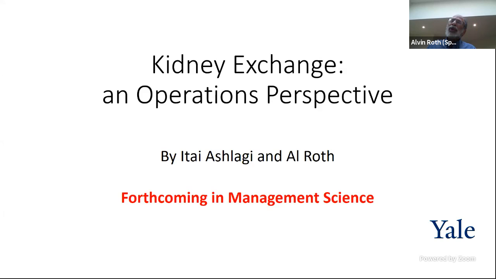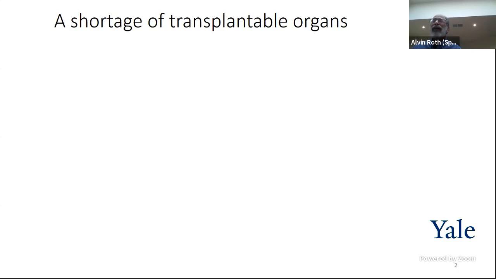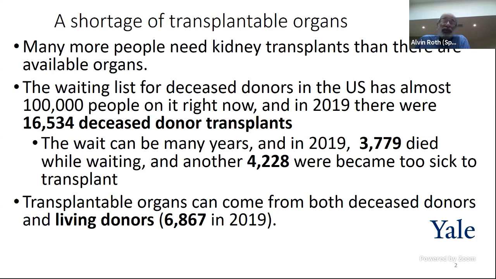One of the principal stories of organ transplantation in the United States is we don't have enough organs for all the people who need them. Right now, this morning in the United States, there are almost 100,000 people on the waiting list for deceased donor organs, but we don't have nearly enough organs for them. In 2019, the last full year, we had 16,500 transplants from deceased donor organs. And it's a long and dangerous wait. The life expectancy of someone on dialysis is not so good. Almost 4,000 people died while waiting in 2018, and another 4,000 were taken off the list when they became too sick to transplant. So the wait is a dangerous one.